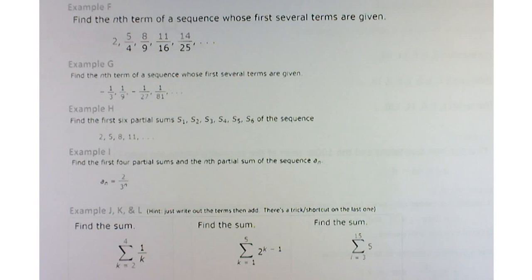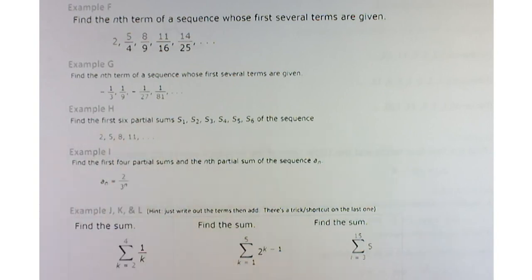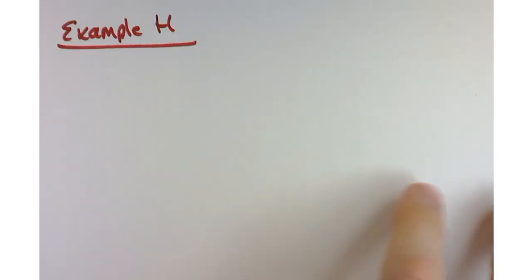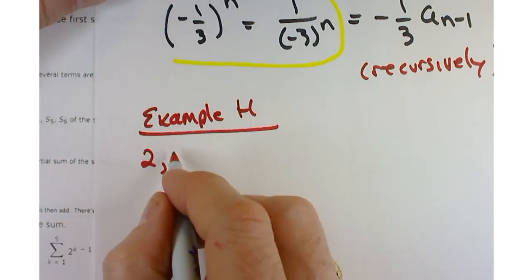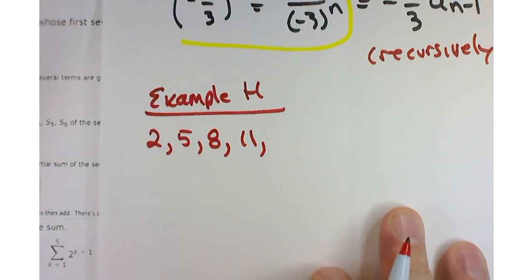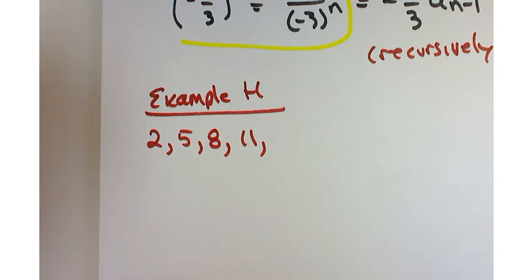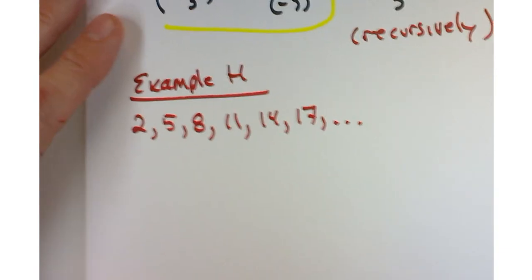So let's introduce some more vocabulary that goes along with sequences, and that is partial sums. Now, example H looks like one of the numerators of example F. Let me write that out again. So we've got this sequence, 2, 5, 8, 11. Can anyone come up with the next two terms? 14 and 17. Yeah, 14 and 17. Thank you. And so on and so on.